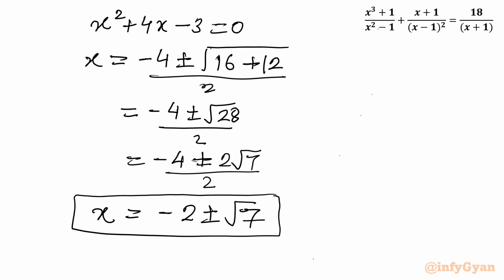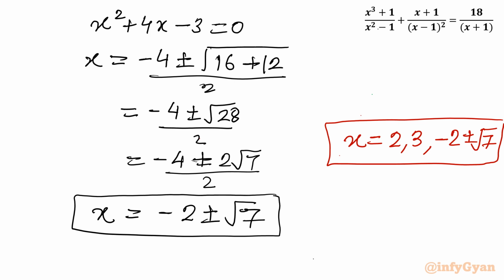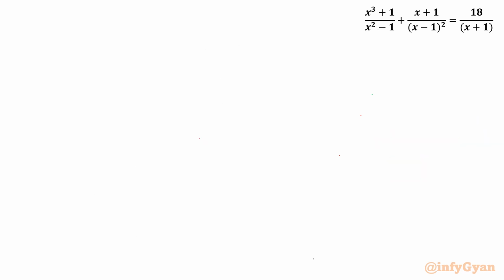And this is also a real solution. So overall we have calculated 4 real solutions. X is equal to 2, 3 and minus 2 plus minus root 7. 4 real solutions. Let me verify these two. Let us write over here verification.